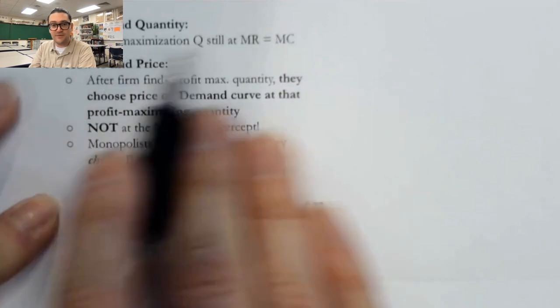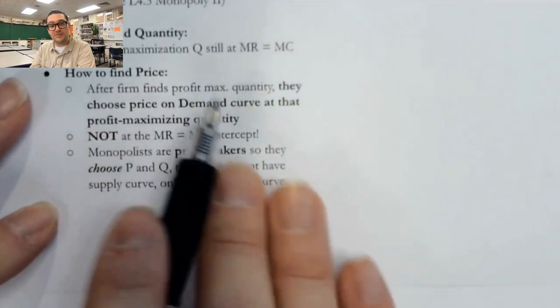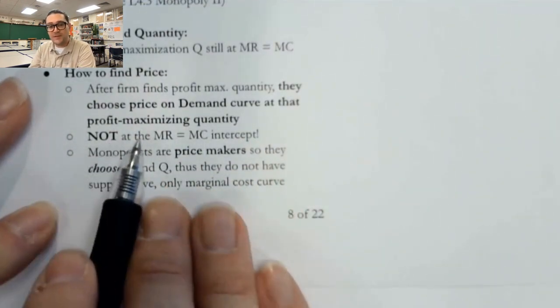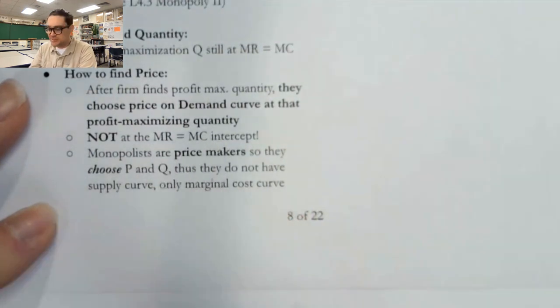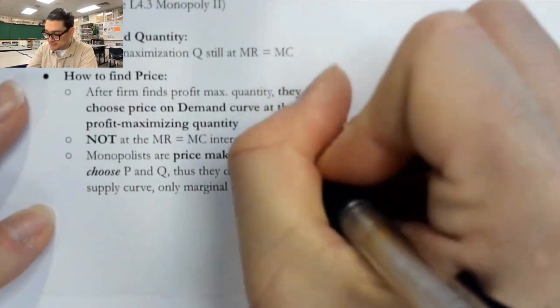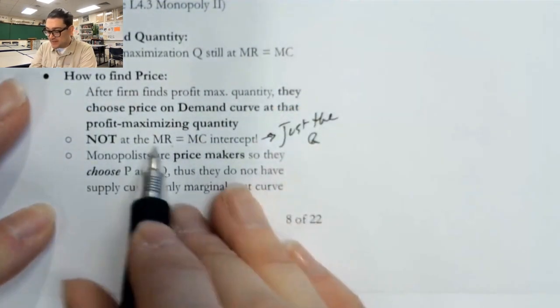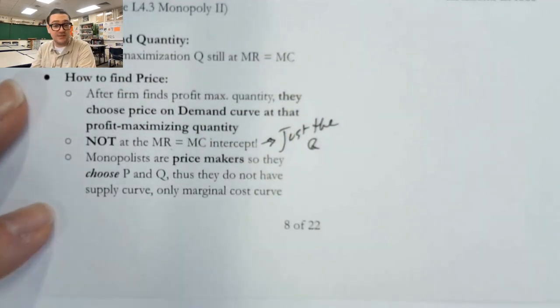Now, monopolies, just like everything else that we've talked about, find profit maximization where MR equals MC, and they actually choose the price on the demand curve at that quantity. And so it's very important that when we find the price, we know it's not at the MR equals MC intercept. That just tells us the quantity, right? They're going to go up to the demand curve to actually find the price that they can charge.